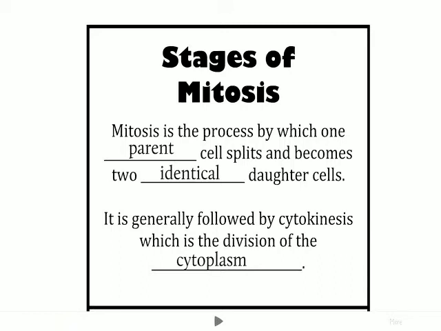Alright, mitosis is the process that cells use to divide, and it's important that cells be able to divide so that you can grow new cells. In mitosis, you start out with one parent cell, and it splits and becomes two identical daughter cells, which means they have the same amount of DNA and the same type of DNA.